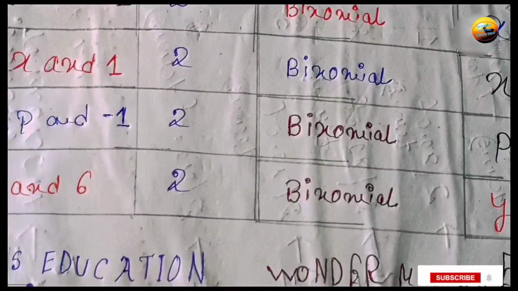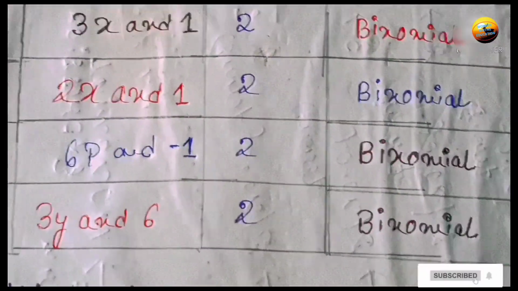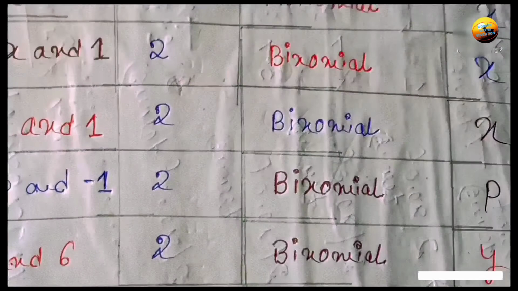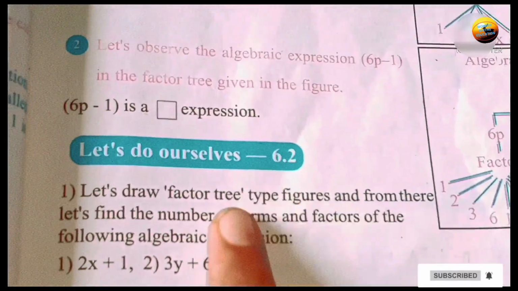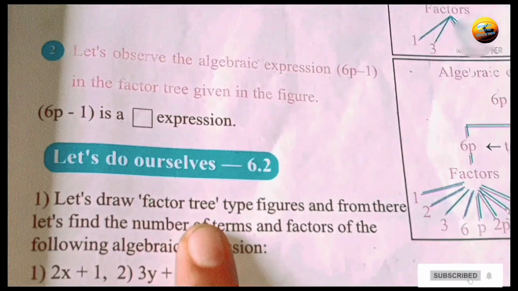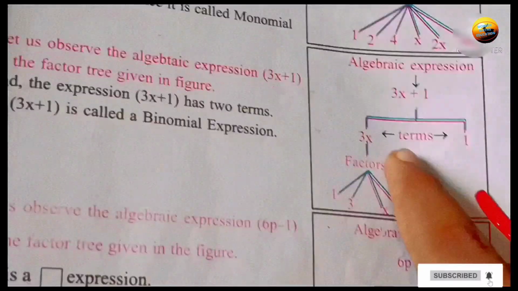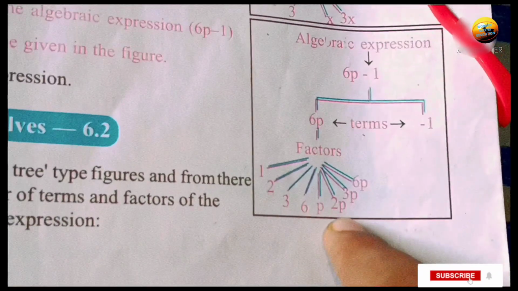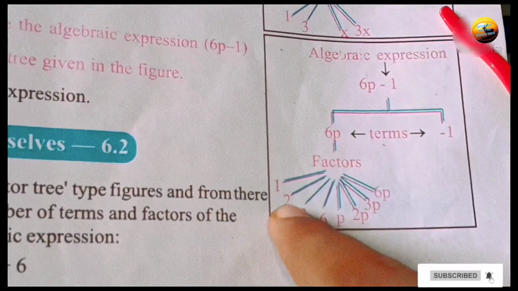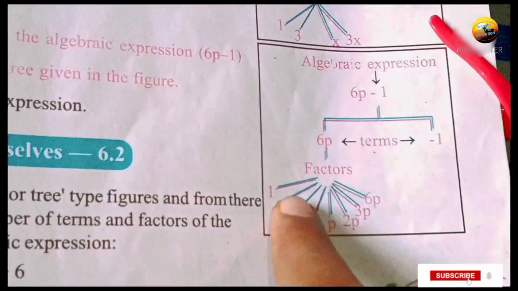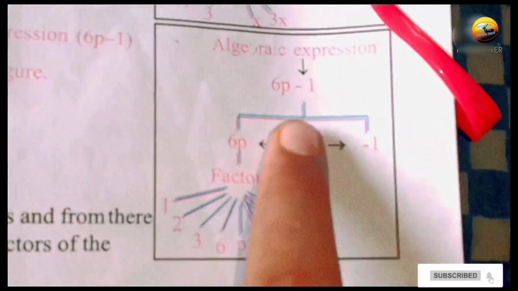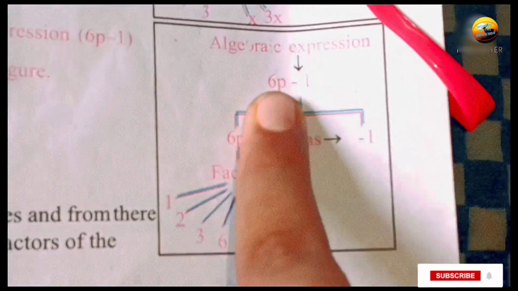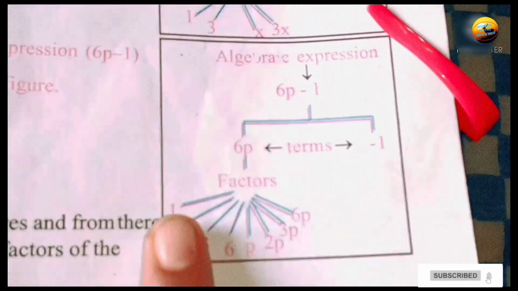Okay, so I am shifting to exercise 6.2, that is on page number 79. Exercise 6.2 says let's draw factor trees. Do you know what a factor tree is? There are many diagrams given in your book. A factor tree is not a complete tree, but it looks like a tree. The basic thing is that, like 6p minus 1, we have to break the algebraic term 6p into factors.